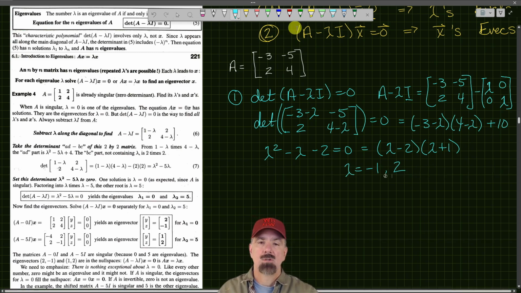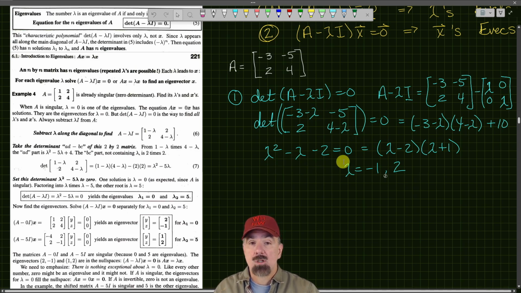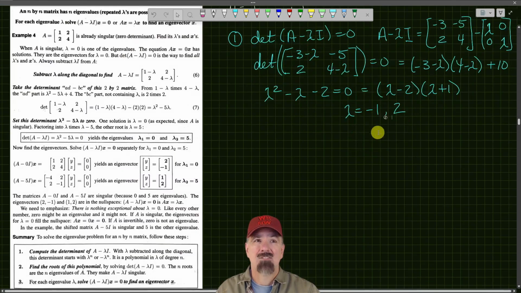One thing to note, one of the advantages of doing a few of these by hand: the process is always going to yield a polynomial in lambda, and we're going to be able to find roots to this polynomial. That's what we're solving for. And in this case, we have lambda equals -1 and lambda equals 2.